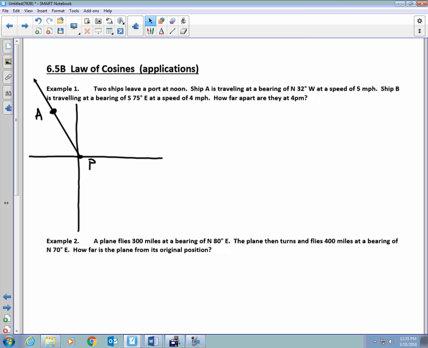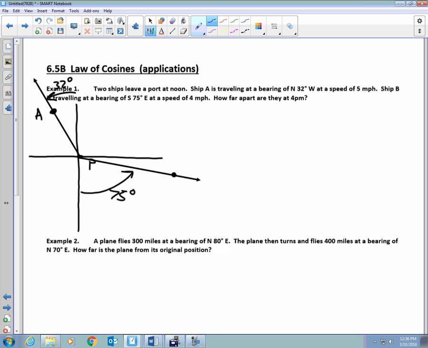Okay, then we get another one traveling south 75 degrees east. So we'll start south. Okay, yeah, that's reasonable. Remember that this angle right here should be 32 degrees, and this angle right here should be 75 degrees. That's your turn from north or from south.